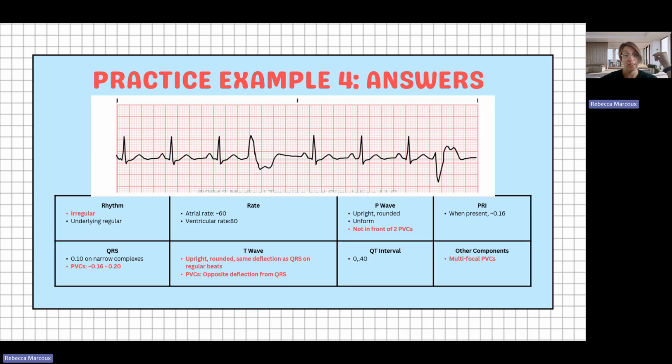So this QRS complex is a downward deflection, and we have an upward deflection T wave. The opposite is true with this one: we have an upward deflection QRS and a downward deflection T wave. QT interval is 0.4, and other components. These PVCs are multifocal, and we know that because they look different. Okay, so this is a normal sinus rhythm with multifocal PVCs.